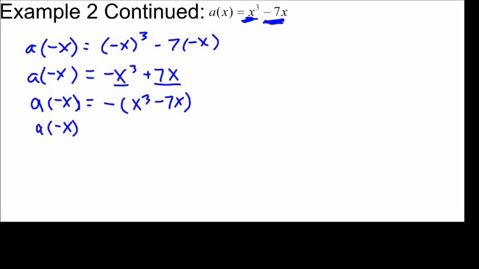Which finally tells us that if we take our function, substitute in a negative x, we get the negation of the original. And that is what we use to define an odd function. So example number 2 is an odd function.